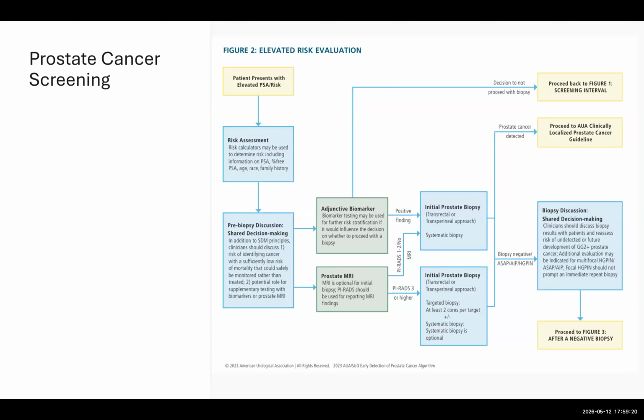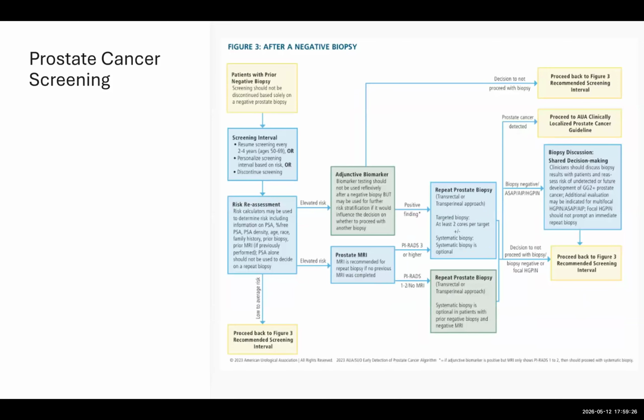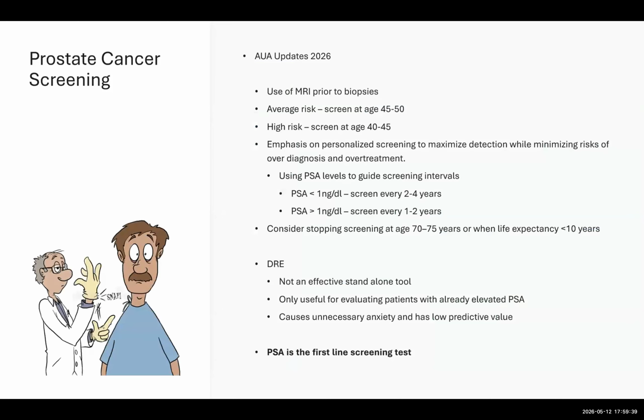But then, if the prostate biopsy is negative, well, they come back to the general practitioner. And that's when, basically in this slide, you see after negative biopsy, we just basically go through the process again of risk evaluating and using a PSA to guide further screening and interventions. So those guidelines I showed you guys there, that was from 2023.